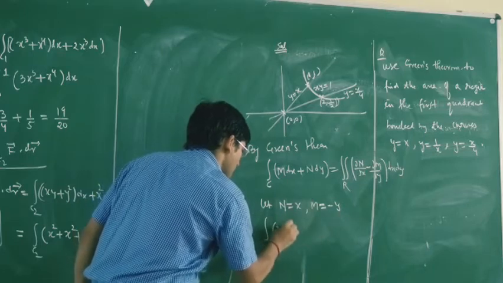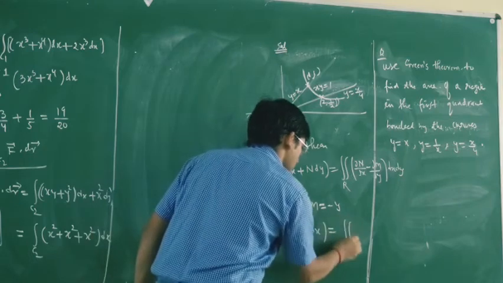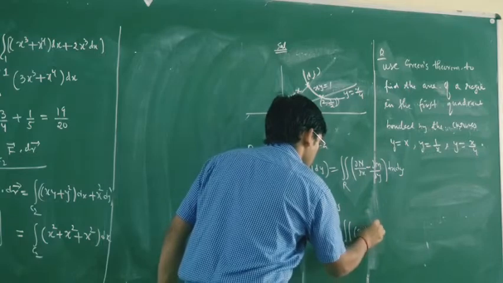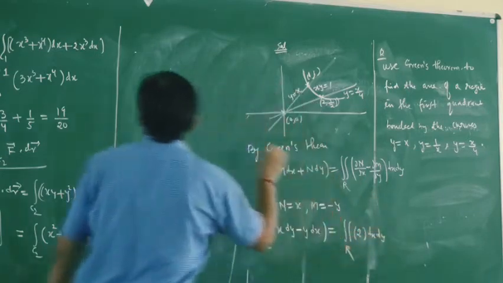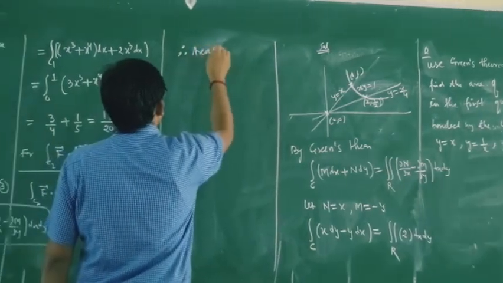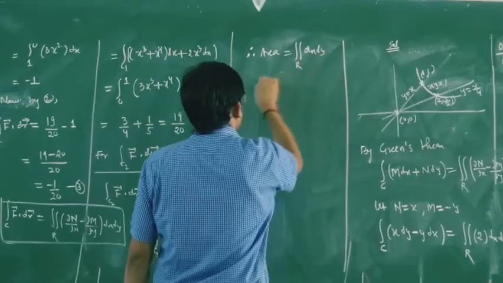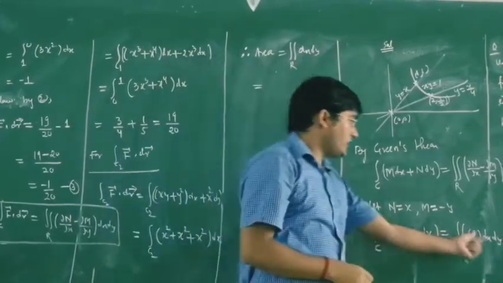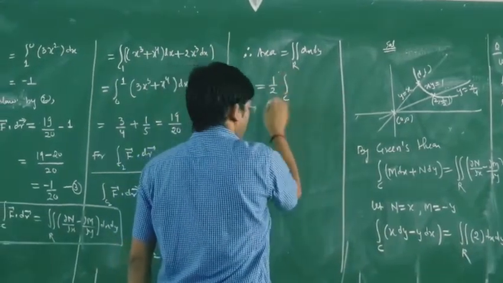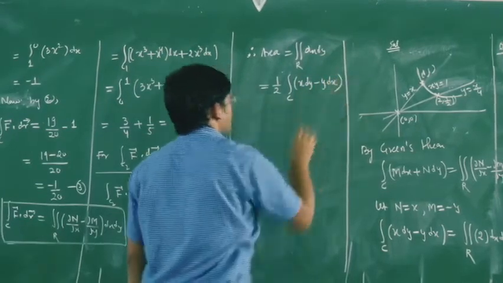So we have x dy minus y dx. Now on the right hand side we will have the double integral over R, and this bracket is equal to 2 dx dy. So your area is equal to the double integral of dx dy, and this will be half the integral over C of x dy minus y dx.